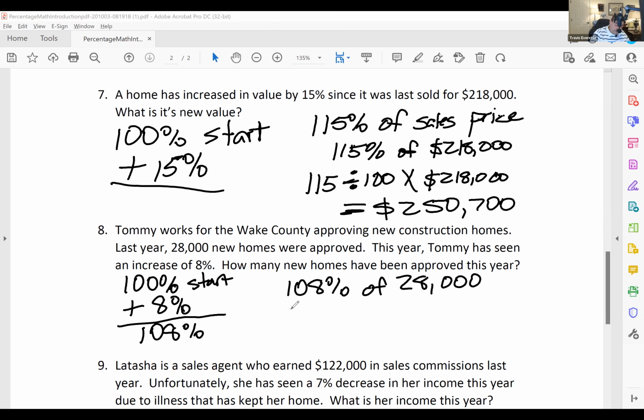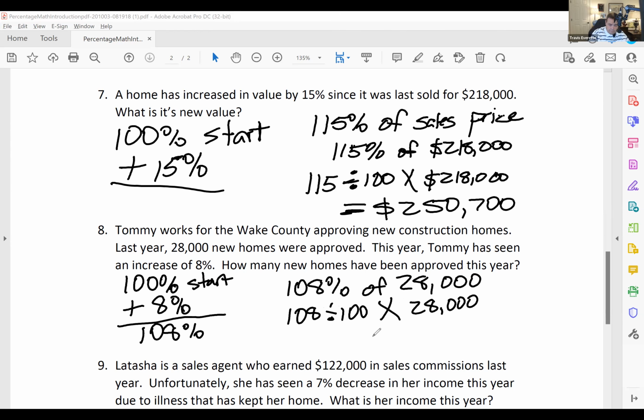And we know that the 108% is just 108 divided by 100. We know that the "of" is just multiplication, and then the 28,000 just gets carried down. So 108 divided by 100 times 28,000.